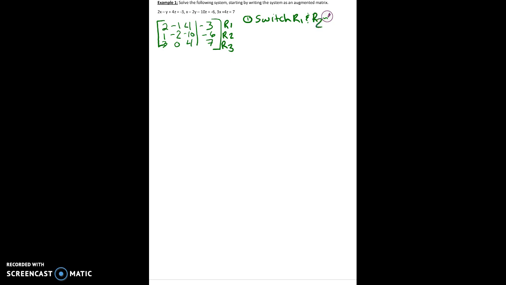There we go. So I'm just going to rewrite the matrix like that. So this is going to equal 1, negative 2, negative 10, line, negative 6, 2, negative 1, 4, negative 3, 3, 0, 4, 7.